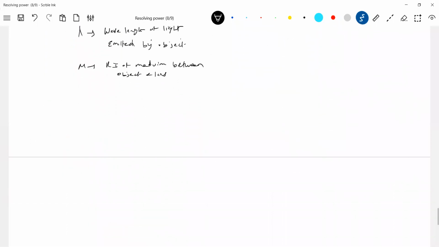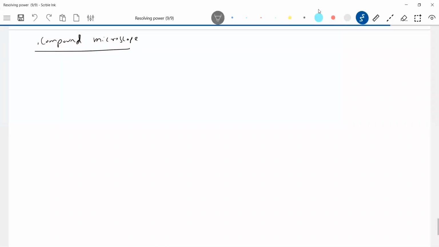Okay, so the same concept is expanded for the compound microscope, or you can write only microscope. Then again, what is the criterion for a microscope? If there are two objects where the eye says that I'm unable to see those two objects, then when you see through the microscope, if you're able to see them, you can say that the microscope is able to resolve it.